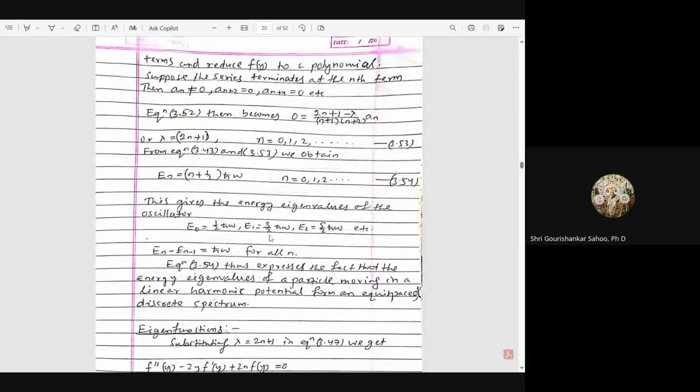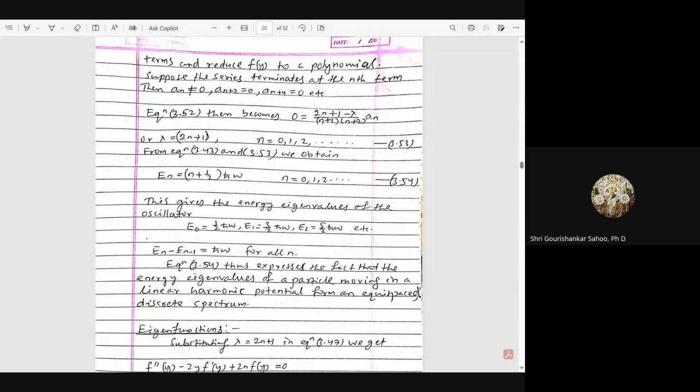You can have the solution, and En can be written as (n plus half) h cross omega. E0 is half h cross omega, E1 is equal to 3 by 2 h cross omega, E2 is equal to 5 by 2 h cross omega, so on and so forth. And En plus 1 minus En is equal to h cross omega. If you subtract 3 by 2 h cross omega minus half h cross omega, it will be h cross omega. 5 by 2 h cross omega minus 3 by 2 h cross omega, it will be h cross omega.